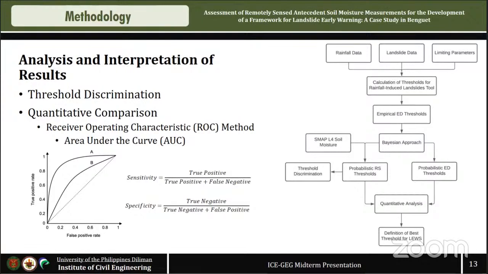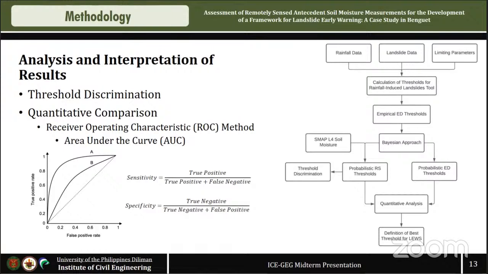Basically, sir, the final output would be to compare the empirical threshold without considering the antecedent soil moisture and with considering the antecedent soil moisture. So that will be done using this receiver operating characteristic approach. Threshold yung hahanapin, di ba? Yes, sir. Threshold ng rainfall with and without the antecedent moisture. Yes, sir. Okay, okay. Sige.